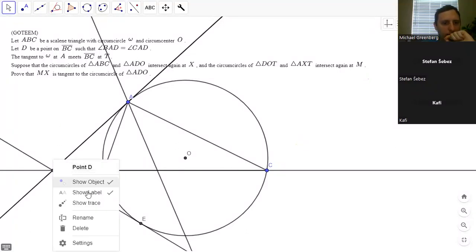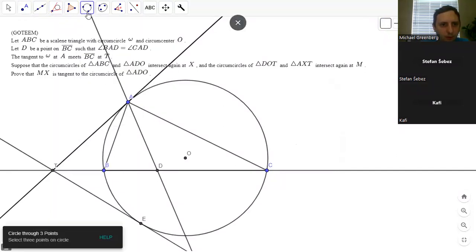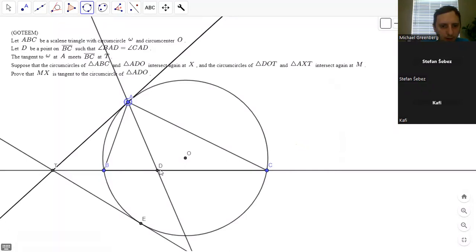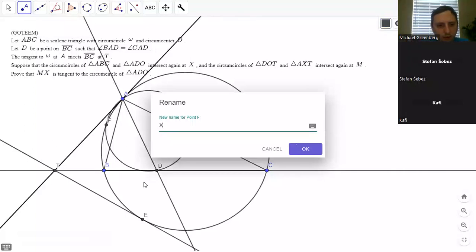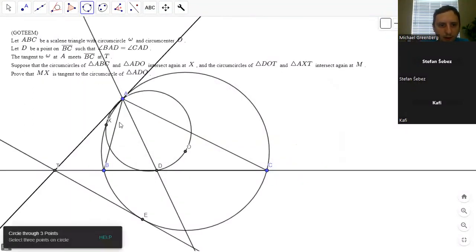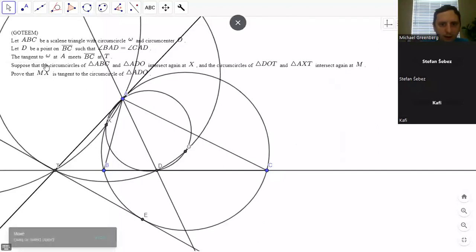So this is T, and this is D. Then we have the circumcircles of ABC and ADO intersect at X. Okay, so that's where it gets a little different. So this is X. And the circumcircles of BOT and AXT. So these are very weird circles. BOT and AXT intersect at M.